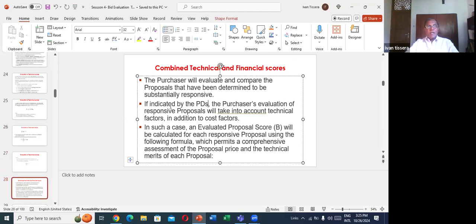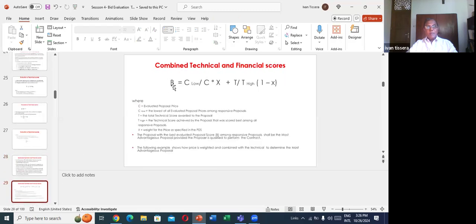The purchaser will evaluate and compare the proposals that have been determined to be substantially responsive. If indicated by the PDS, the purchaser's evaluation of responsive proposals will take into account the technical factors in addition to the cost factors. In such a case, an evaluated proposal score B will be calculated for each responsive proposal using the following formula.